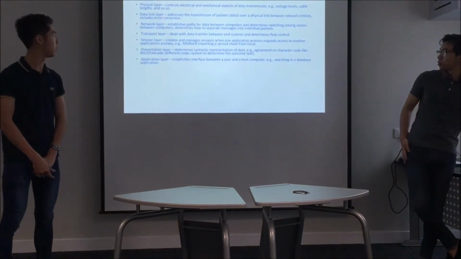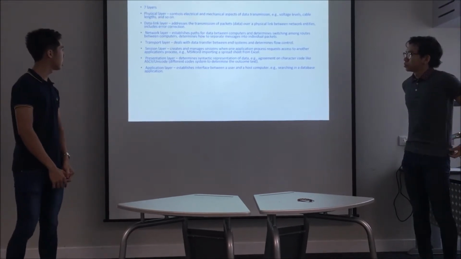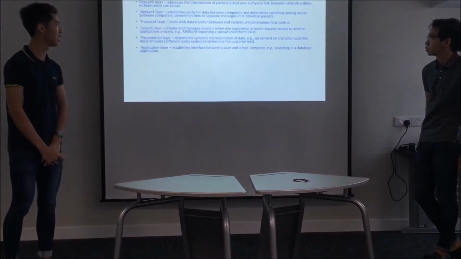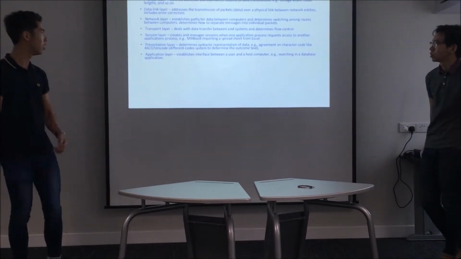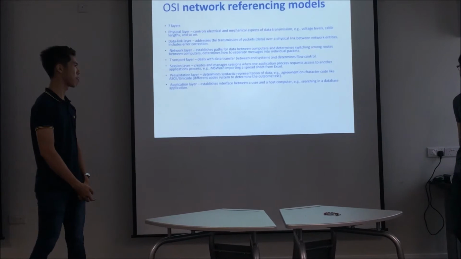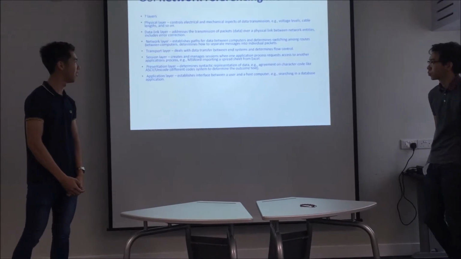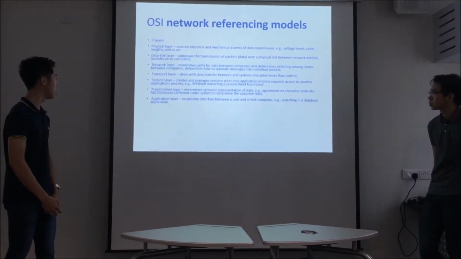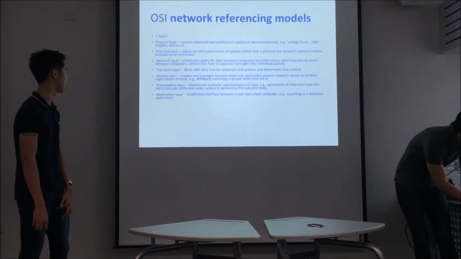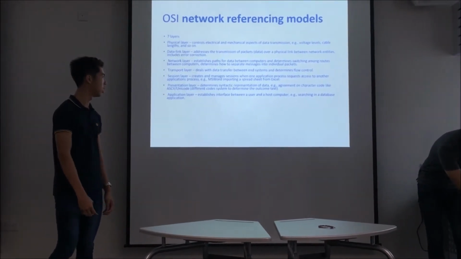The transport layer deals with data transfer between the end systems and determines the flow control. The session layer creates and manages sessions while one application process requests access to another application process. For example, if Microsoft Word wants to import a spreadsheet from Excel. The presentation layer determines the representation of data. For example, the agreement of the character code like ASCII and Unicode, which are two different code systems to determine the outcome of the text. The application layer establishes an interface between a user and a host computer.